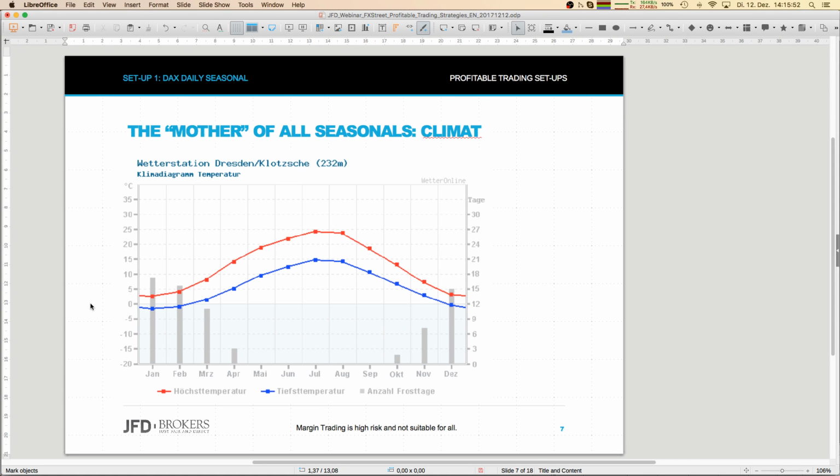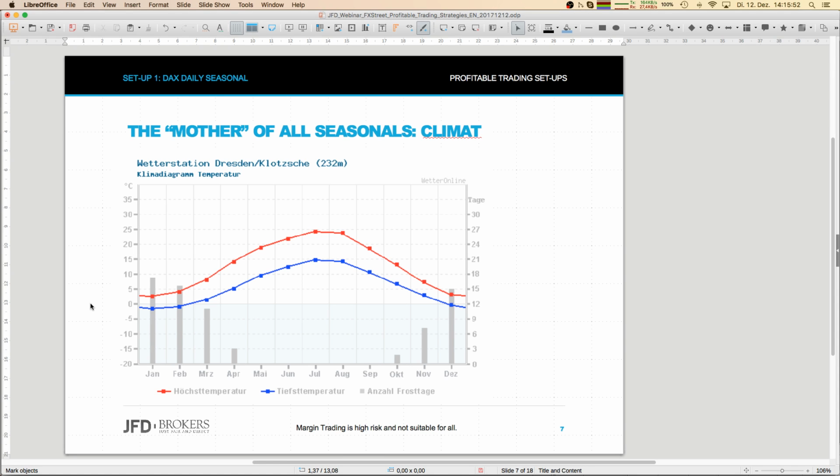But before coming to the real setup, let's talk a little bit about seasonals in general. You see already here a picture of what I called the mother of all seasonals, and that's simply climate. Of course, what you see here is the temperature development during the year for the town where I live, and something like that is creating us an edge. That's the reason why I present that picture here, because in this case everything is quite easy and quite simple, but we use the same kind of approach later for trading.